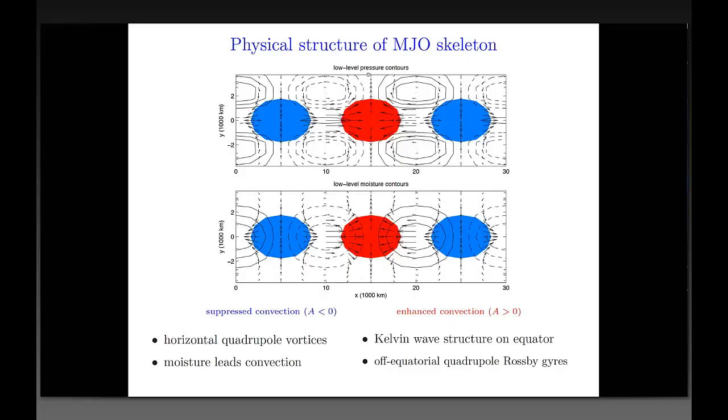So here we show low-level pressure contours. The colors correspond to convective heating. So the red is enhanced convection heating, and the blue is suppressed convection. And what we see are quadrupole vortices here. This is the lower level winds, so they're flipped from what I had shown in observations earlier. And we see this quadrupole vortex structure that follows along with the convective activity. And this structure is sort of a combination of a Kelvin wave structure and an equatorial Rossby wave structure.